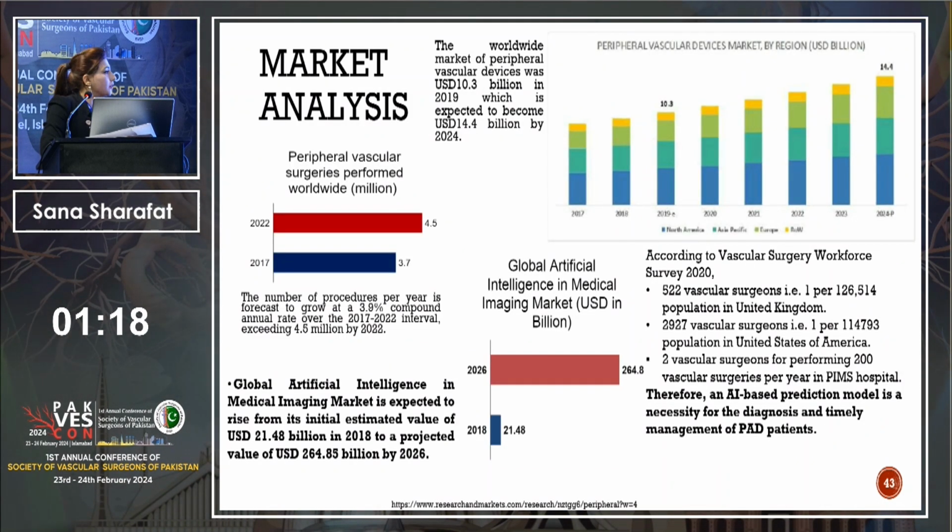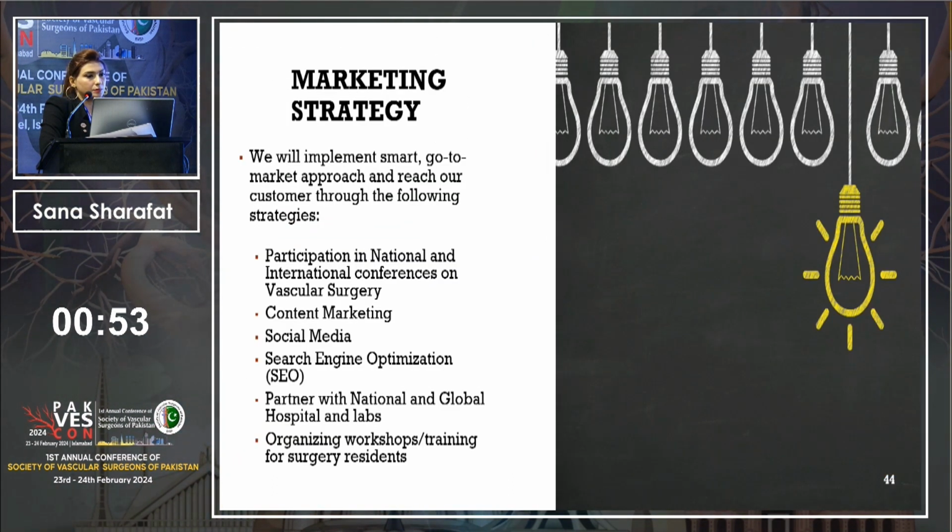So this is the market analysis. The global artificial intelligence in medical imaging market is expected to rise from its initial estimated value of $21 billion in 2018 to a projected value of $264 billion by 2026. So therefore, an AI-based prediction model is a necessity for the diagnosis and timely management of peripheral arterial occlusive disease patients. This is our marketing strategy.